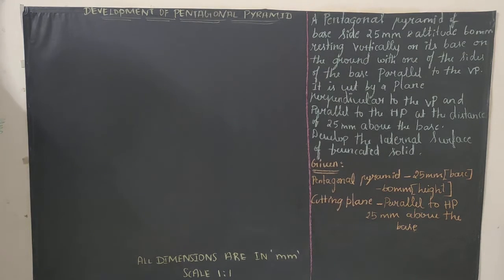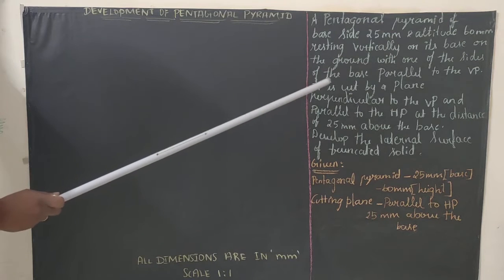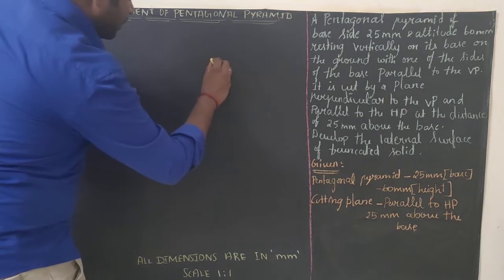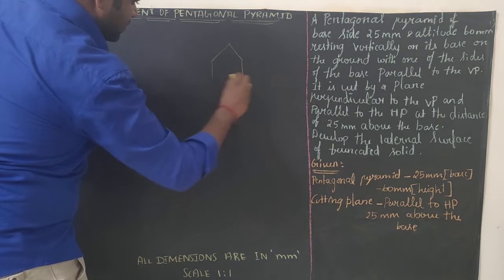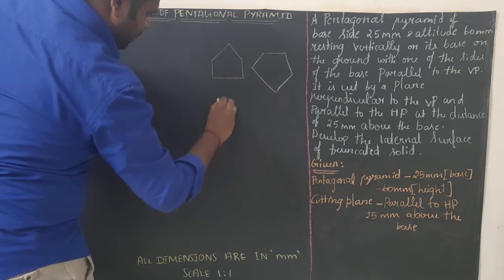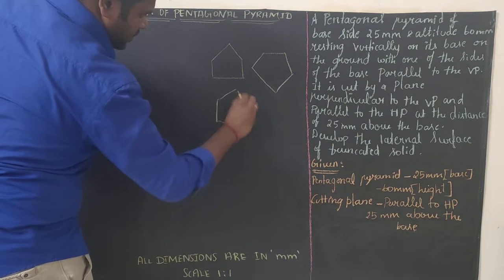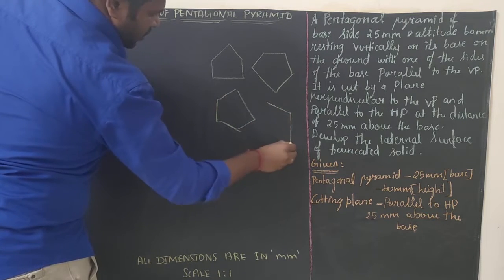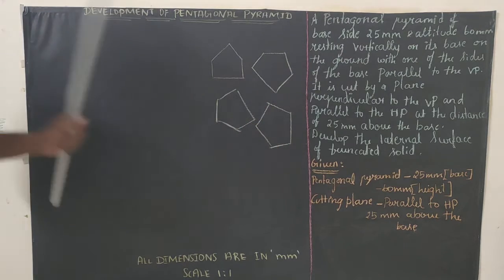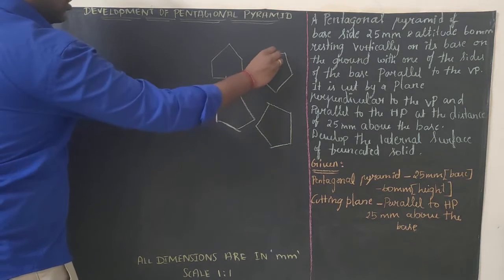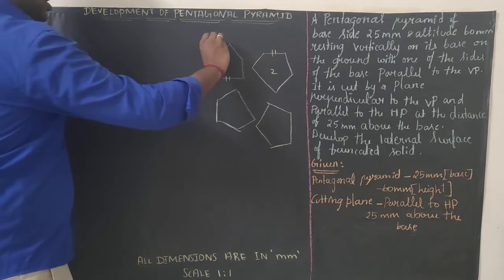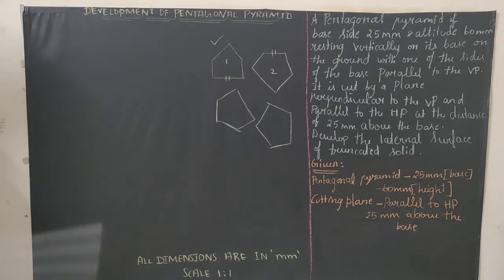So we are going to draw the base diagram in HP with one of the base sides parallel to VP. We can draw the pentagon in these number of ways. We can draw the pentagon like this, like this, like this, and in this manner. But what they are saying is the base sides are parallel to VP. So these are the base sides which will be parallel to VP. Either we can go with 1 or 2, both are right, and in this video we will be going with diagram 1 as the base diagram.